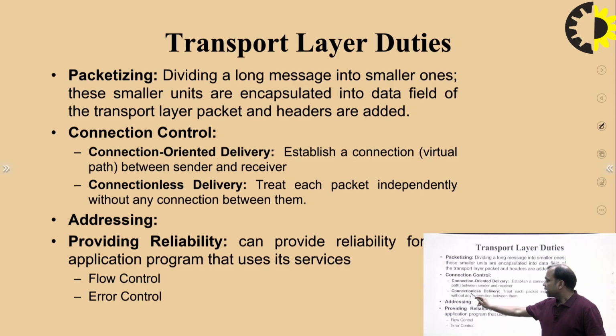Next is connectionless delivery. What is connectionless delivery? It treats each packet independently, without any connection between them. All the packets are independent and not connected with each other, and that is connectionless delivery. Next is addressing. Addressing means providing reliability.